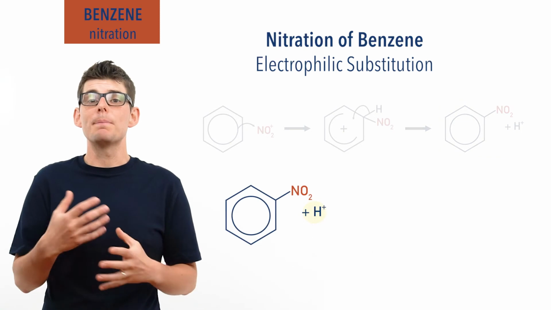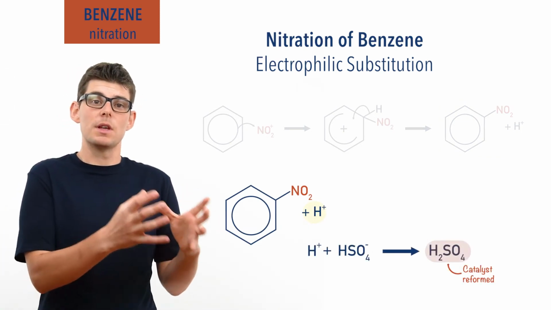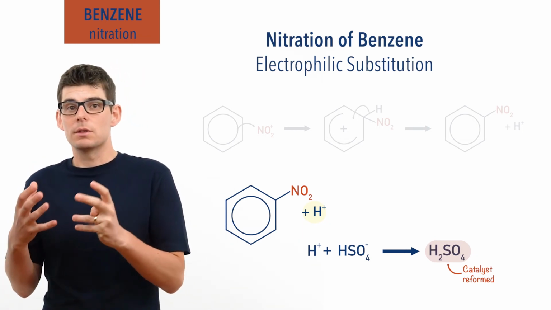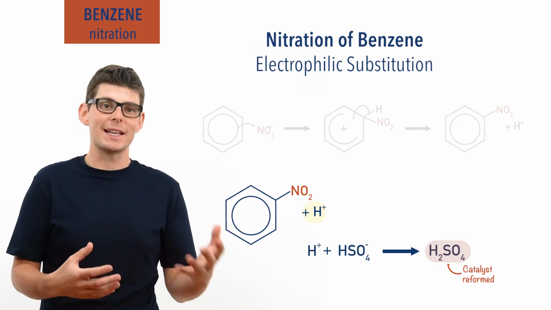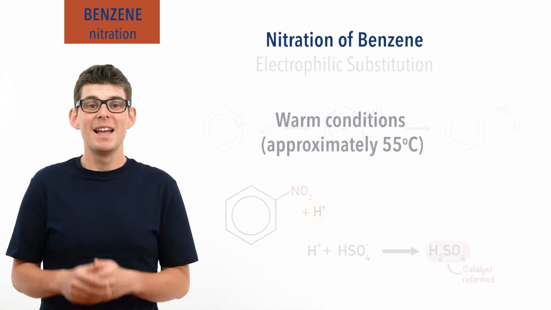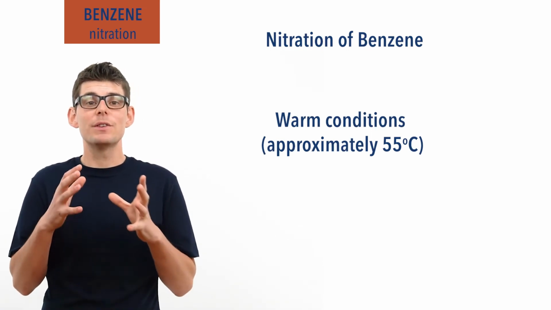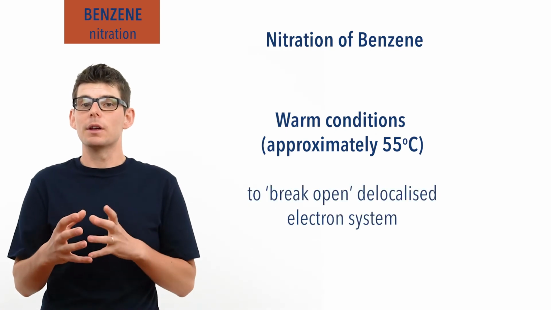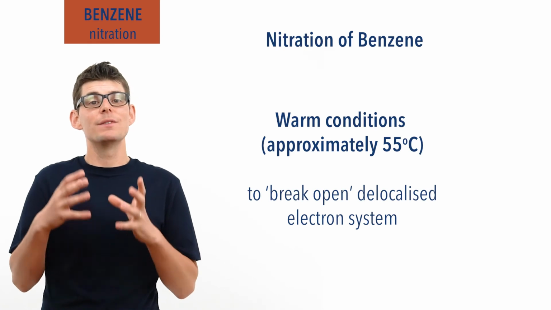The H+ ion will be picked up by the hydrogen sulfate ion produced earlier from the reaction between nitric acid and sulfuric acid, effectively reforming sulfuric acid, and this is why we can consider the sulfuric acid to be a catalyst. A warm temperature, approximately 55 degrees Celsius, is needed for this reaction to occur. This is because the breaking of the delocalized electron system requires large amounts of energy due to its relatively high stability.